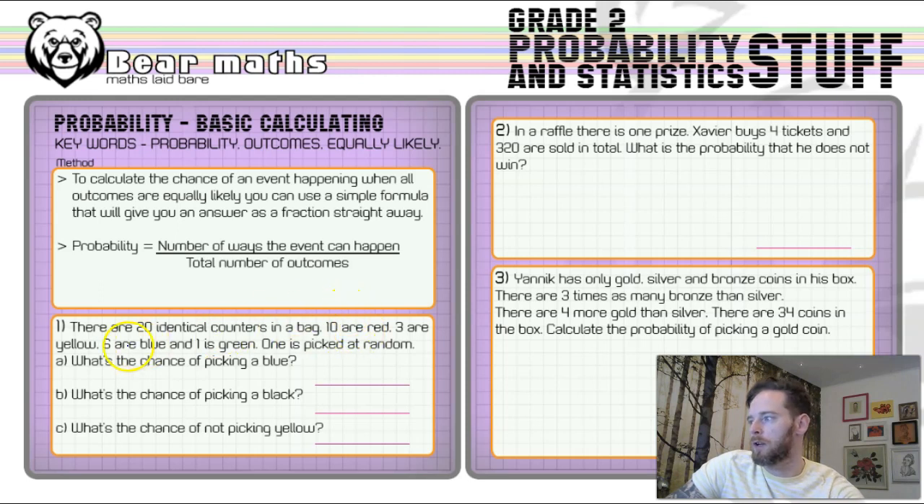So you look for the number that is blue, which is 6, and then you pop that out of the total number that there are, 20. Like I said, you don't even need to simplify. You could do 3/10 if you wanted to, but we don't have to.